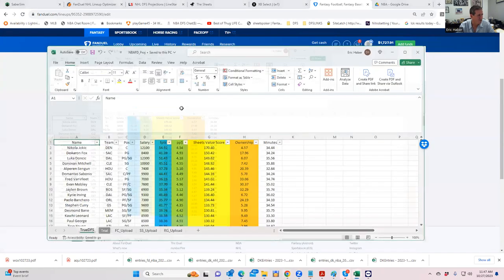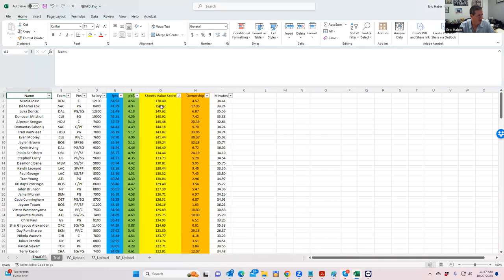So again, on FanDuel, we're sorting by sheets value score and seeing who's cheap up here. So once again, you have Sengun. De'Aaron Fox isn't bad. That's cheap enough at 8,400. I think that's pretty good. So I think we start with Fox and maybe Mobley or Van Vliet or even Jaylen Brown. These guys are all going to be pretty popular, but whatever. So again, we're looking for sheets value score rankings of cheaper guys. So Fox is cheap enough.